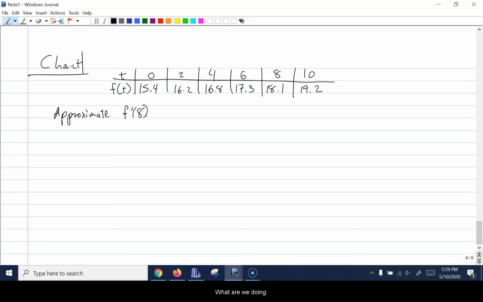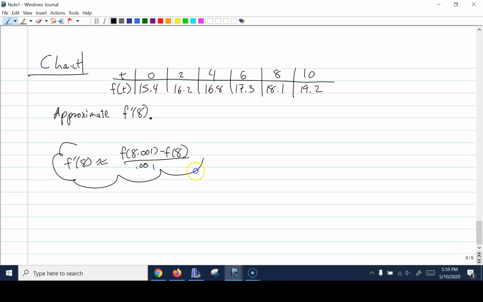what are we doing? A chart kind of turns all this stuff on its head. The derivative we said just a second ago, f prime of 8, is supposed to be: I need to take f of 8.001 minus f of 8 divided by 0.001. Well, this doesn't make sense.